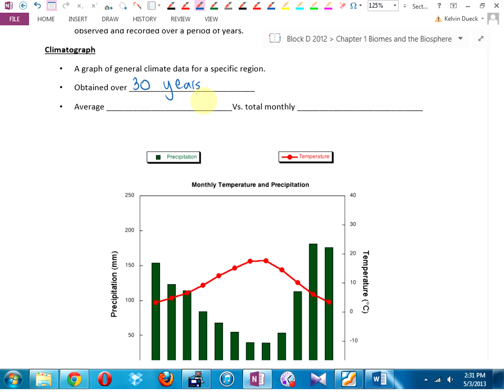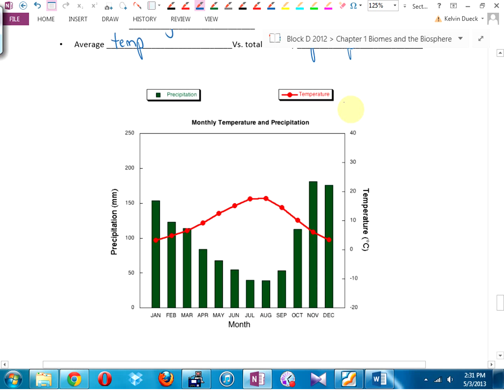Average what versus total monthly what? Average temperature versus total monthly precipitation. See if you can figure out which one's with which. Are the bars how much it rained, or are the bars what the temperature is? Is the line how much it rained, or is the dotted line what the temperature is? Dotted line is temperature. Okay, dotted line is temperature. Bars is how much rain.